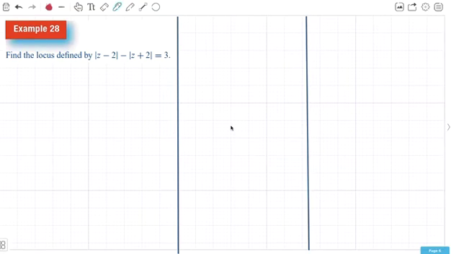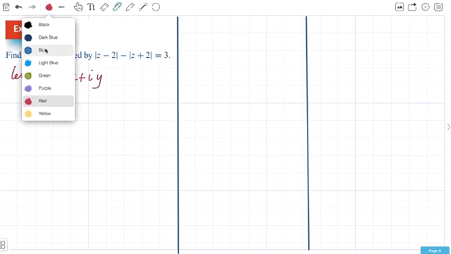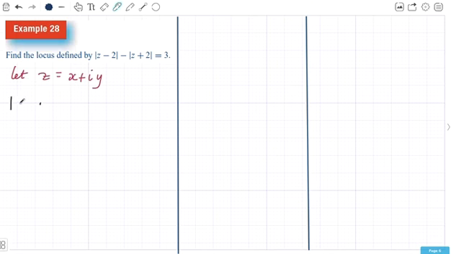For this section, very similar to the last one that we did in defining a locus, I'll do this one as quickly as I can. We're going to let z equal x plus iy, which is the usual substitution that we make when we're doing graphs, and I'm actually going to get right into it.